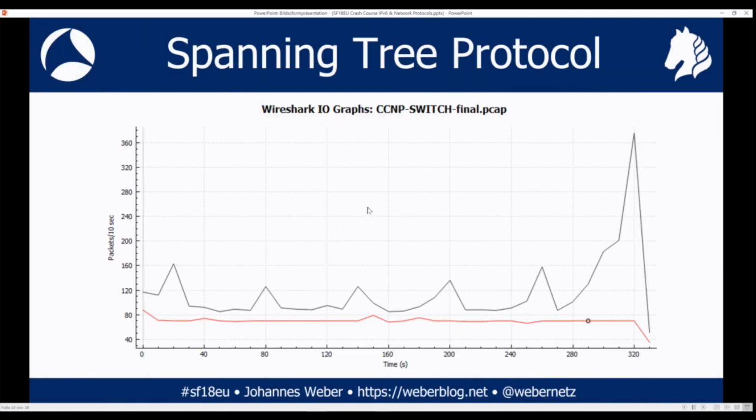So this is the I/O graph from this third PCAP you just opened. You can see the black line, which is the upper line, is the overall packet rate in this complete trace, and the red line is the spanning tree. So when you're scrolling a little bit in Wireshark, you will see that almost 50% of all of the packets within this trace are spanning tree.